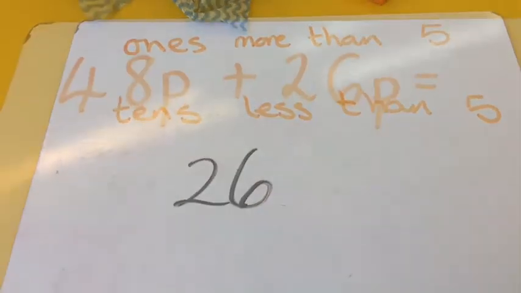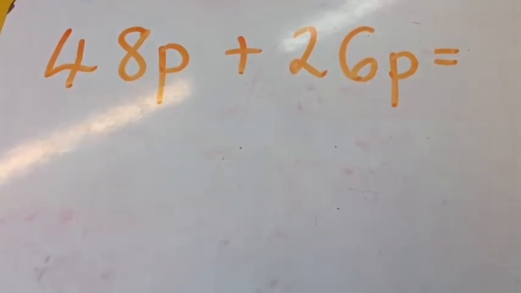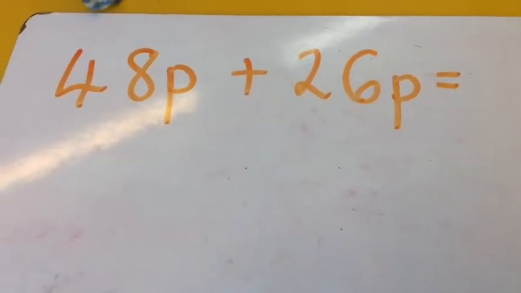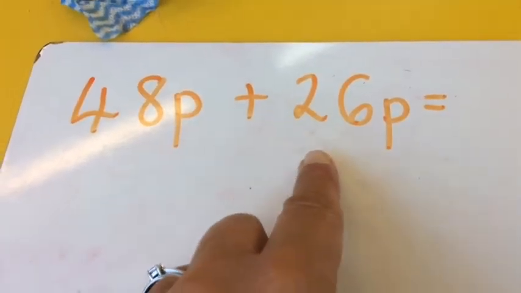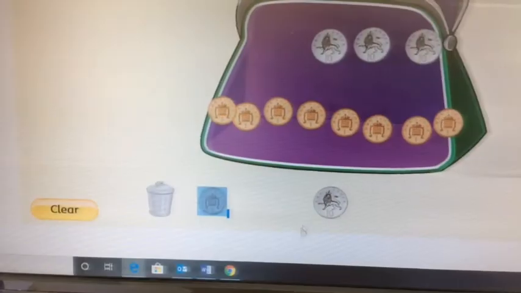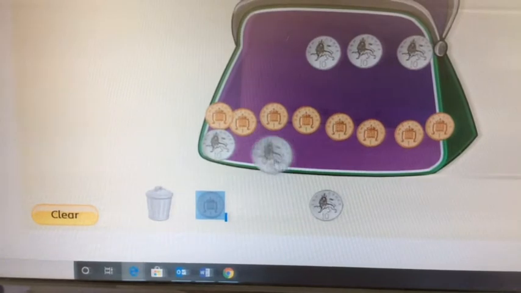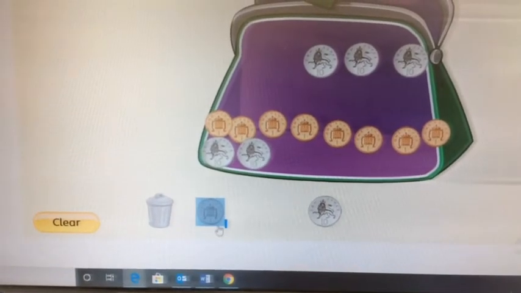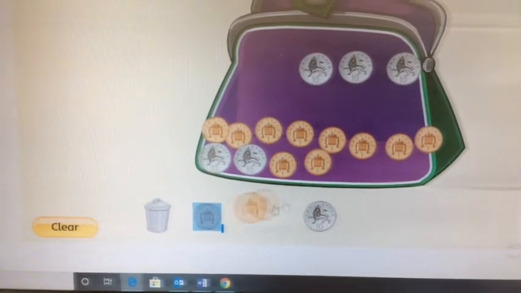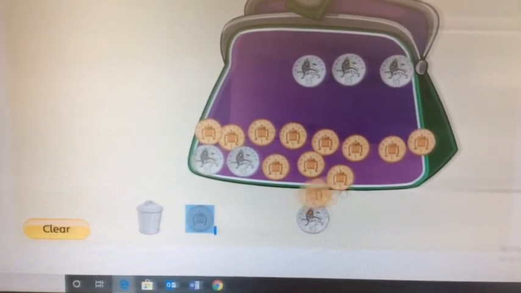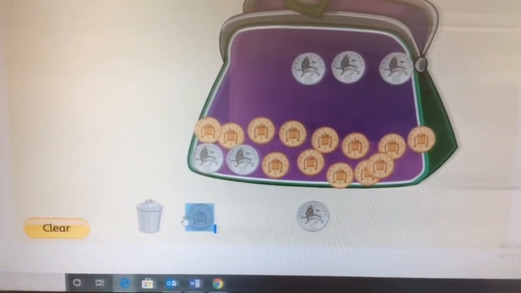So that's okay. Now we're going to make that into an addition sum, like so, to find out how much money we'd have all together. So we've already got 48p in the purse. Now we need to put our 26p in there. Here we go then. 10, 20. 1, 2, 3, 4, 5, 6.